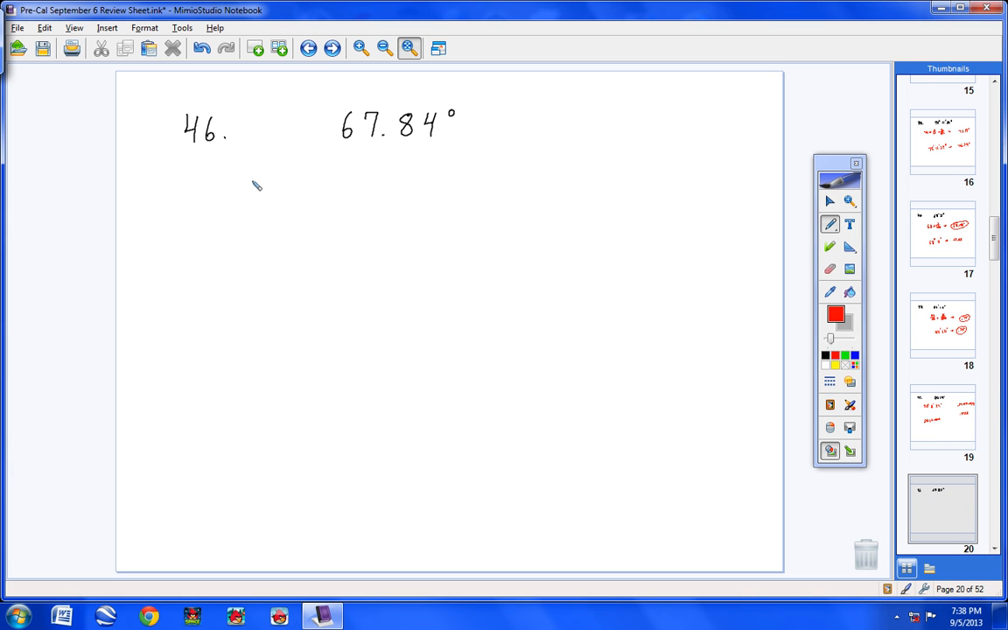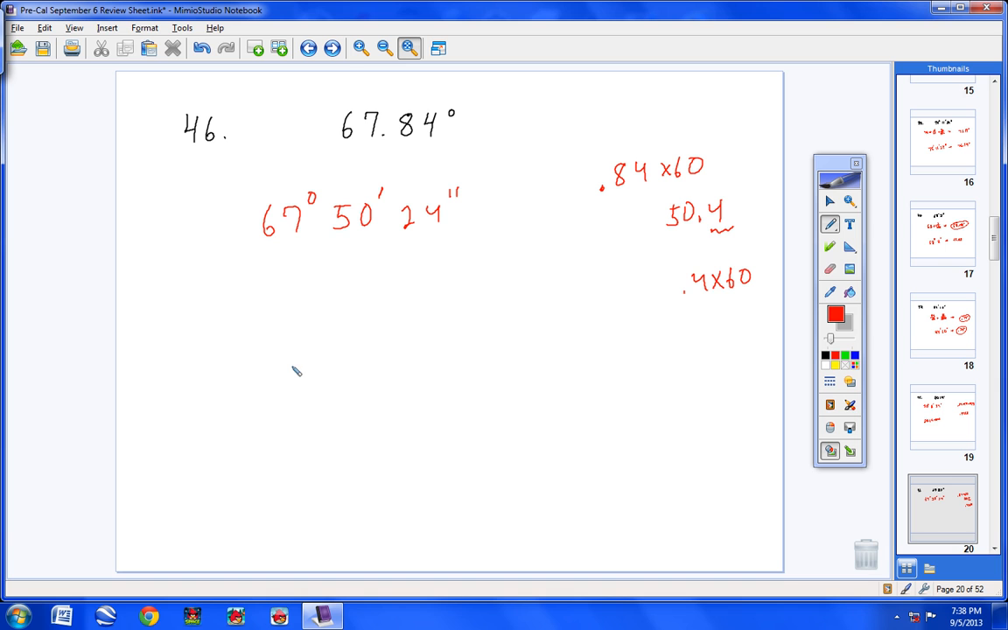All right, number 46. You have 67 degrees, so you write 67 degrees. Off to the side, you take 0.84 times 60. It's always times 60. And 0.84 times 60 gives you 50.4. So you bring the whole number over, which is 50, and you put minutes with it, and you're left over with 0.4. So we take 0.4 times 60, and when you do that correctly, you will get 24. So we then have 24 seconds.